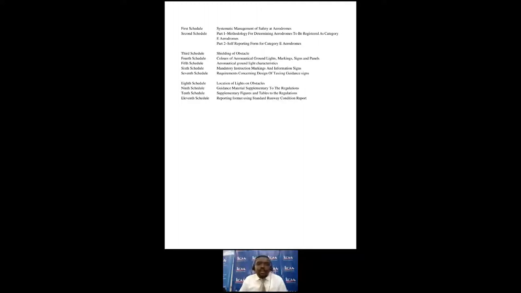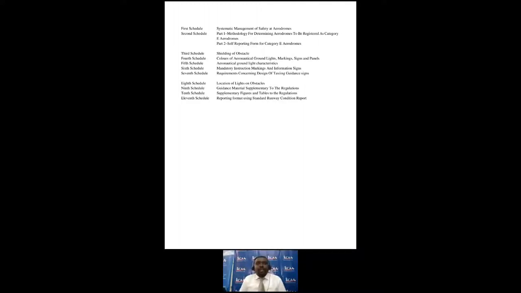The fourth schedule is the color for aeronautical ground lights, marking signs, and panels. And then fifth schedule, aeronautical ground light characteristics, mandatory instruction markings and information signs. This is the sixth schedule. And then the seventh schedule is requirement concerning design of taxiways and guidance signs. And then you have the schedule location of lights on obstacles, guidance material supplementary to the regulation. And then you have the supplementary figures and tables to these regulations. And the last schedule is on the reporting format using the standard runway condition report, which is popularly known as the global reporting format.